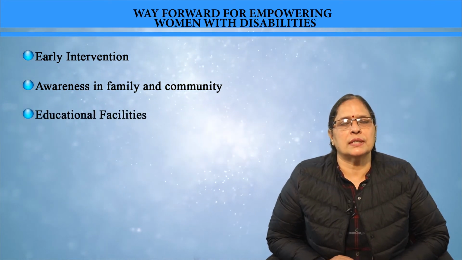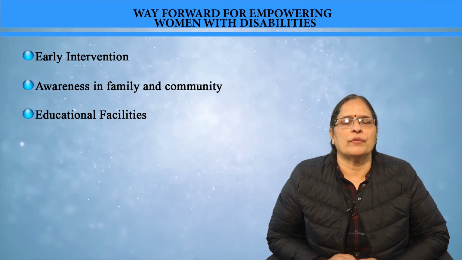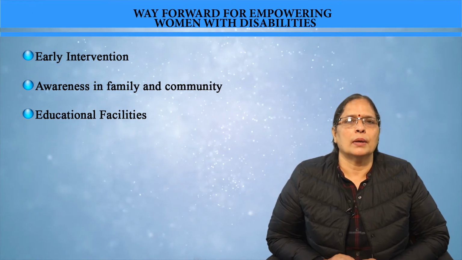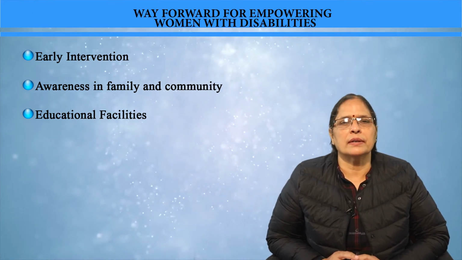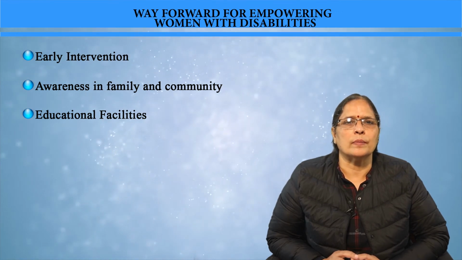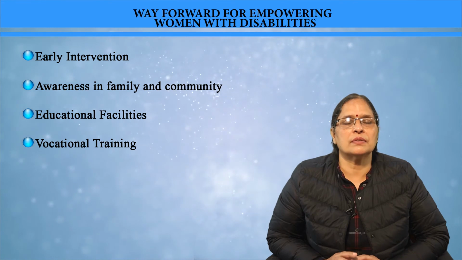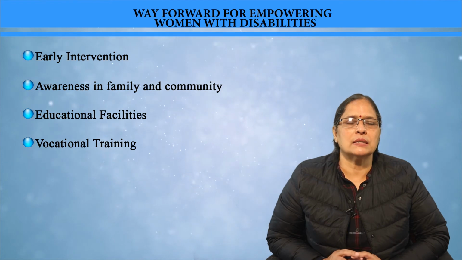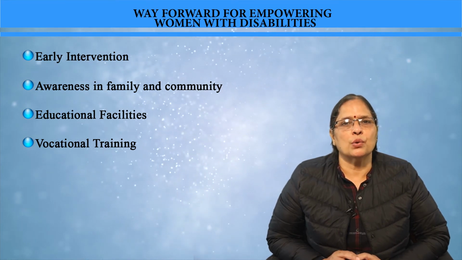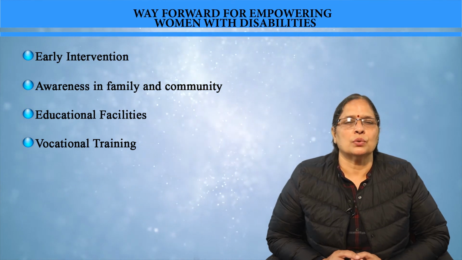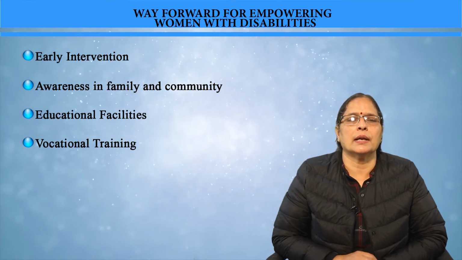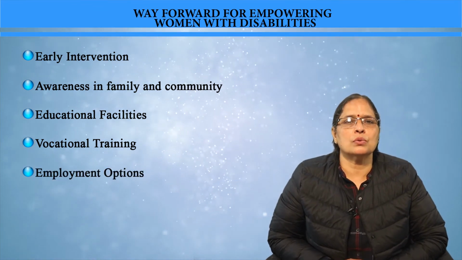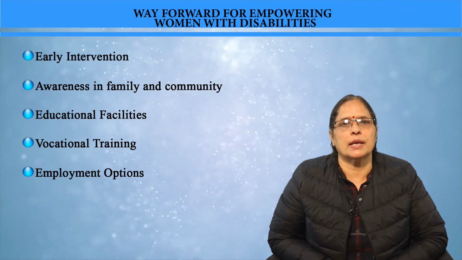Then educational facilities should be available for empowering women with disabilities. They should be sent to schools, and they should be provided inclusive education facilities where they can learn with other peers in the classroom. Then vocational training is very important for their empowerment. If vocational training is provided as per their situation, their location and geographical condition, they can become independent and economically viable human beings. Then employment options will also be provided to them if vocational training is there.